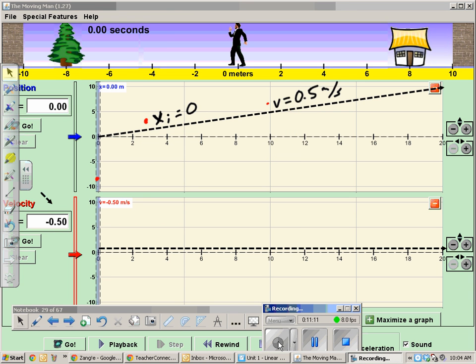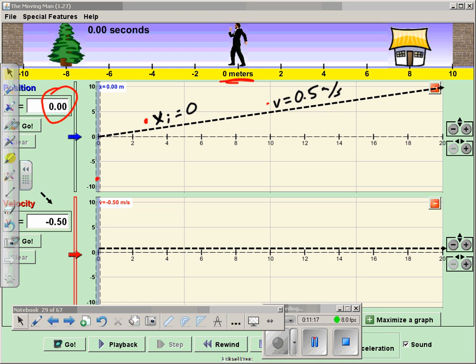Okay, so we still have that first graph up there. This time, the way I've set it up is I've got his position starting at 0, which is why he's standing over here at 0. And this time I made his velocity negative. You'll notice he's facing now in a negative direction. So this time what's going to happen is his position is going to decrease by 0.5 every second. All right, so let's click go and see what happens.